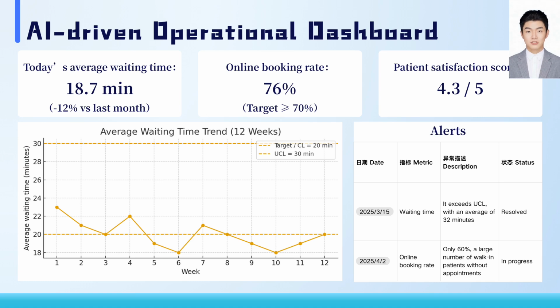It automatically pulls data from the appointment system and satisfaction surveys and displays today's waiting time, online booking rate, and satisfaction score. The dashboard also flags abnormal days, for example, very long queues or a sudden drop in online bookings, so that managers can react quickly.